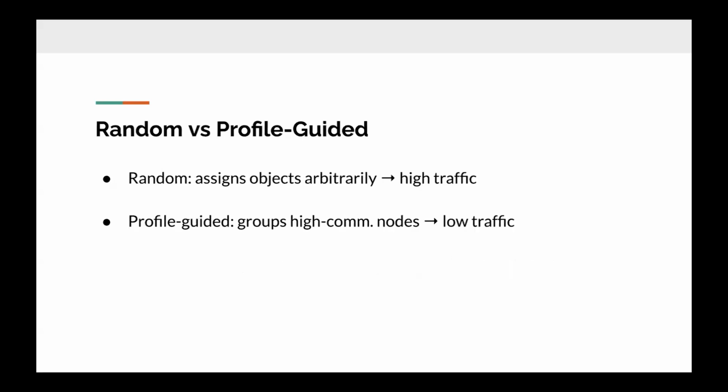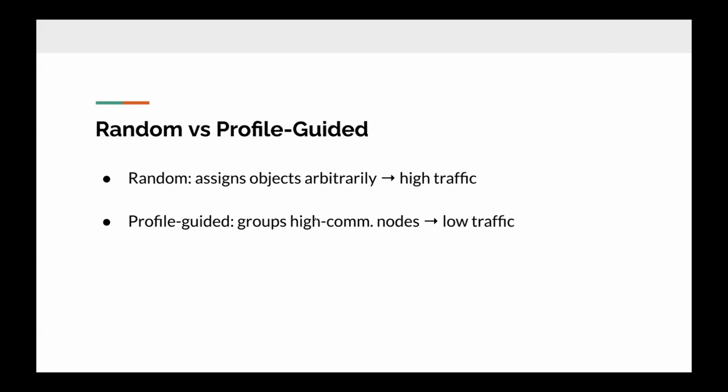And here, we are contrasting two different partition strategies: random assignment and the profile guided approach. In the random strategy, simulation objects are distributed to processors without considering how often they communicate. It's just blindly assigning them to the processors. And this method is easy to implement, but leads to a large number of messages crossing processor boundaries, because frequently interacting objects are often placed far apart.